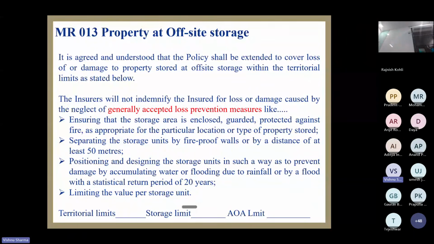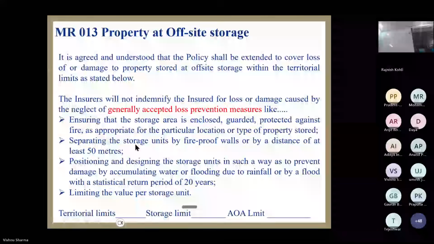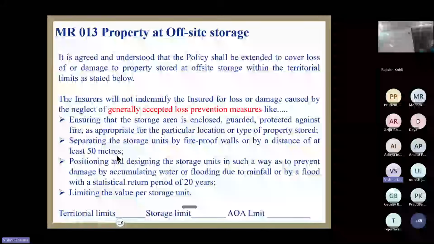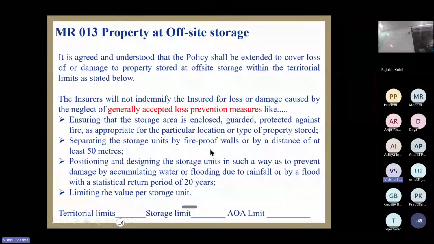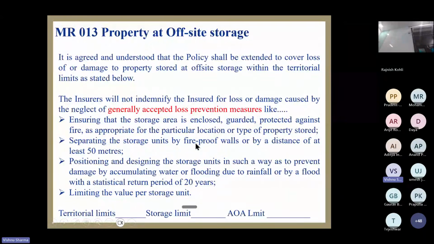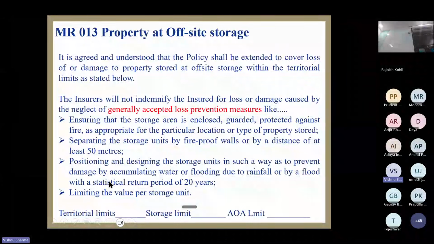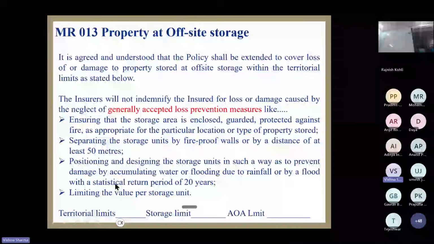Another condition says the separating distance between the two storage units should not be less than 50 meters. If it is less than 50 meters, then there has to be a fireproof wall in between the two storage units. It should be separated by a fireproof wall. And the third thing is positioning and designing of storage in such a way as to prevent damage by accumulation of water.